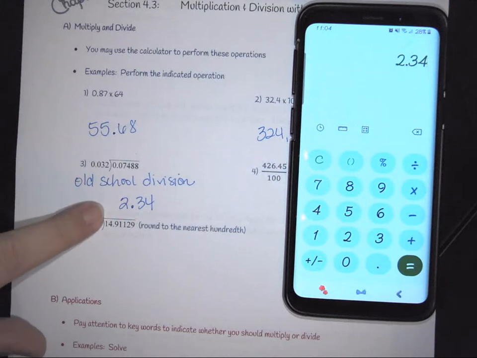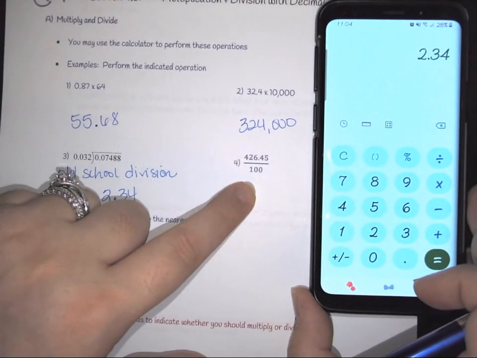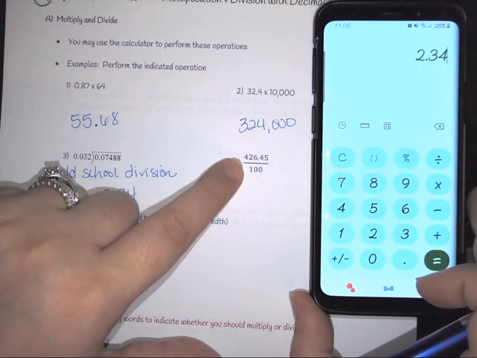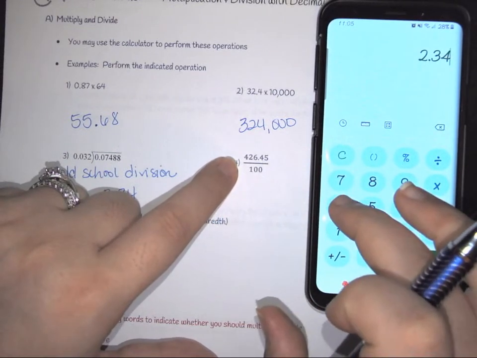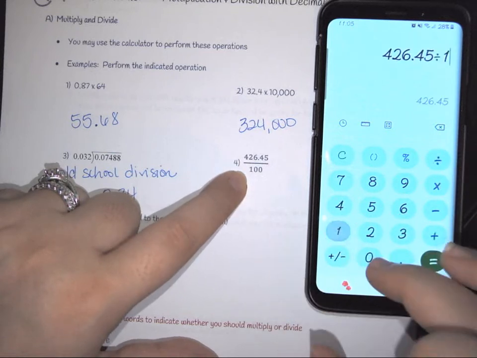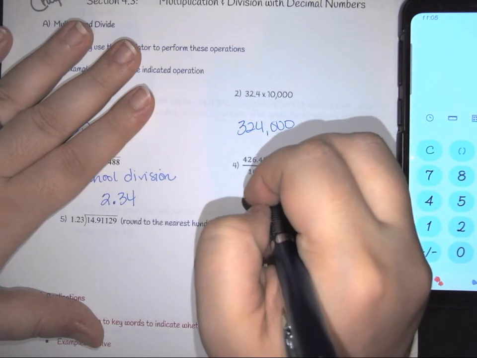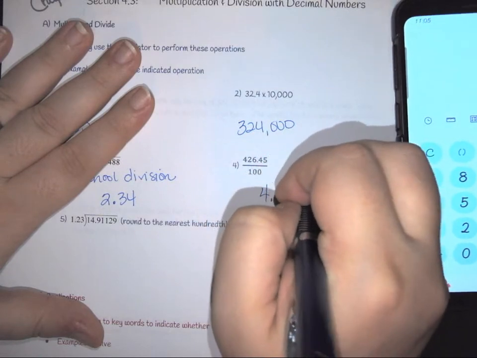And so here this comes out to being 2.34. Now the other way we see division looks like a fraction. And so again, what we have to remember is that the top goes first, so 426.45, and we divide it by the bottom, 100. Gives you 4.2645.